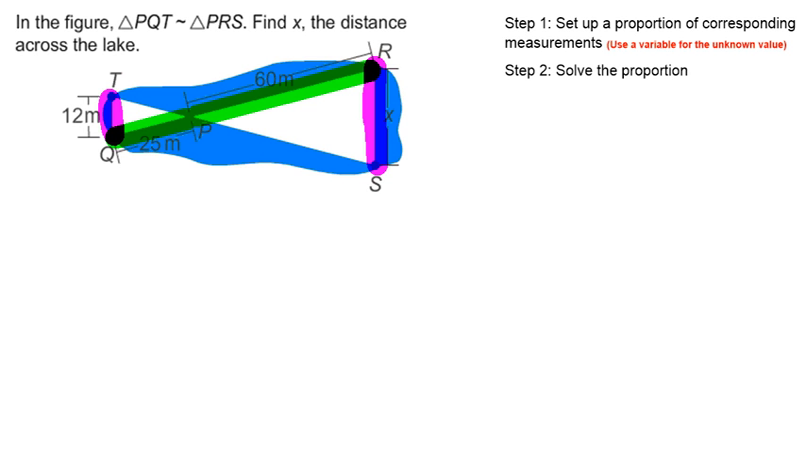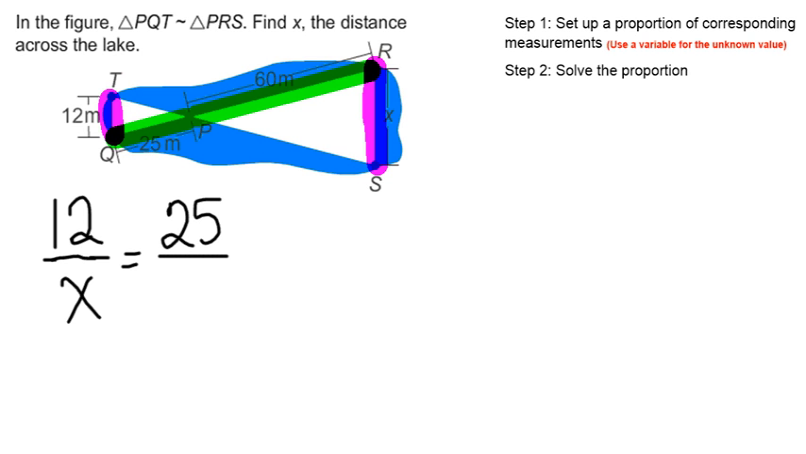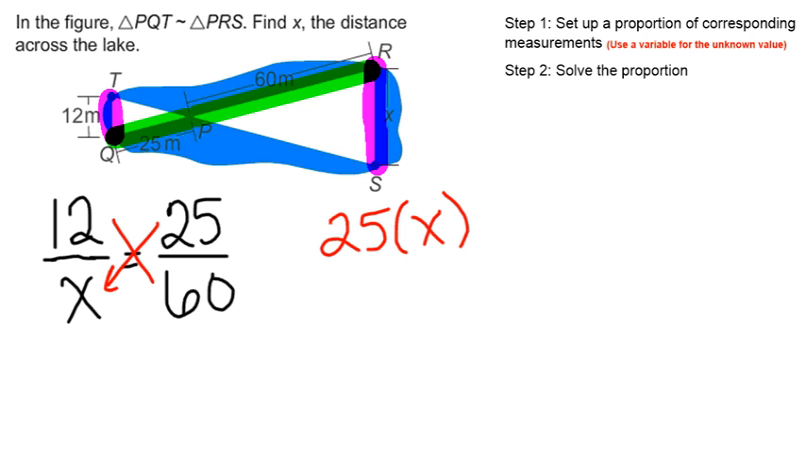So let's just set up our proportion here. We know that TQ, which is 12, corresponds to RS, which is x. And then we know that QP, which is 25, corresponds with PR, which is 60. Perfect. So now let's start with our cross multiplication, our cross product. So 25 times x, and then 12 times 60. Got our cross products, let's multiply.